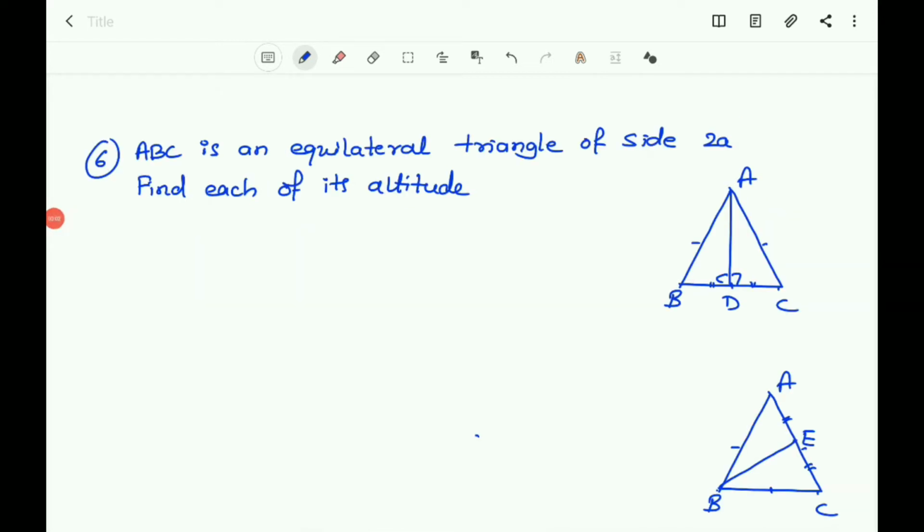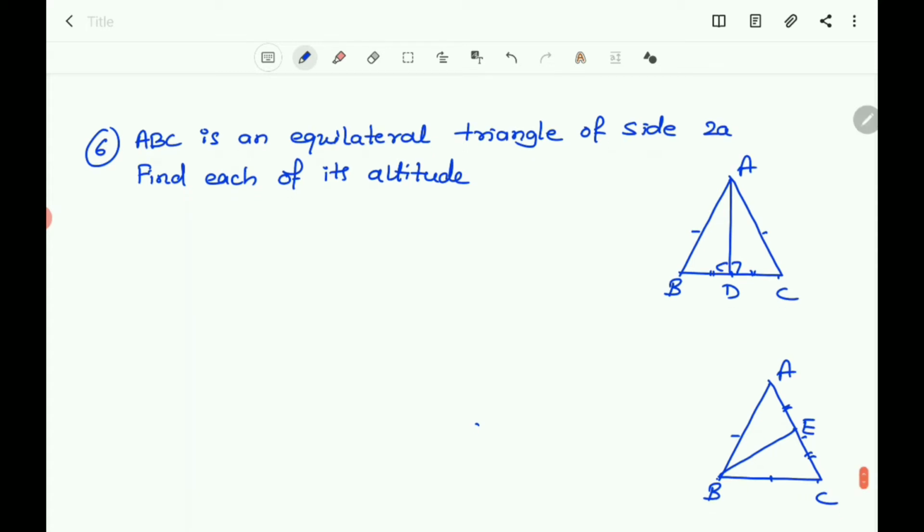Take the sixth question. ABC is an equilateral triangle of side 2A. Find each of its altitudes. Here it is given that ABC is an equilateral triangle with measurement 2A. We have to find the measurement of each altitude of the triangle ABC. Now you take the solution here.